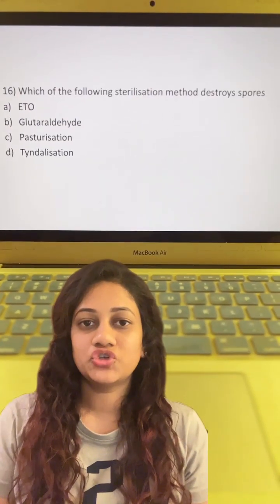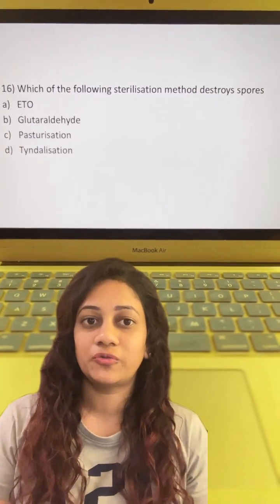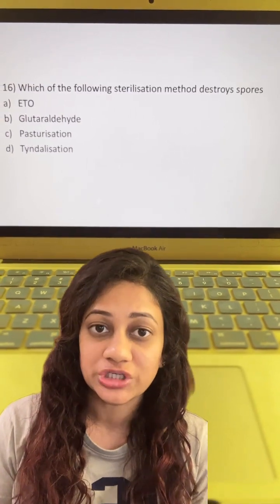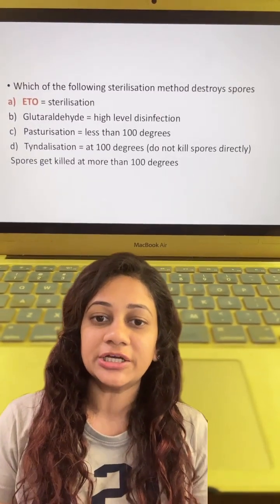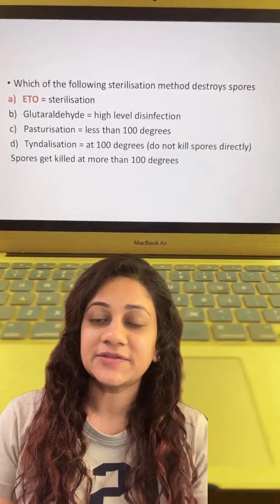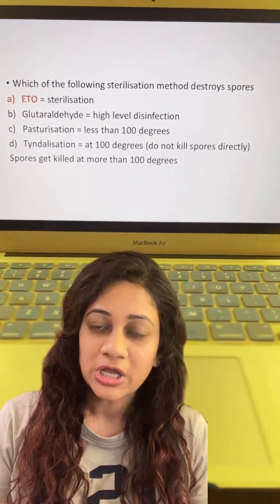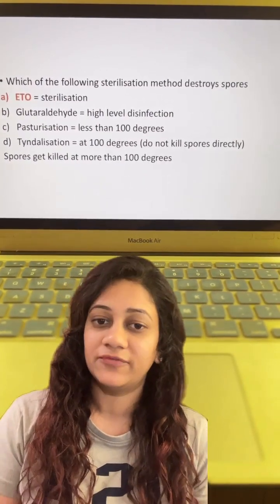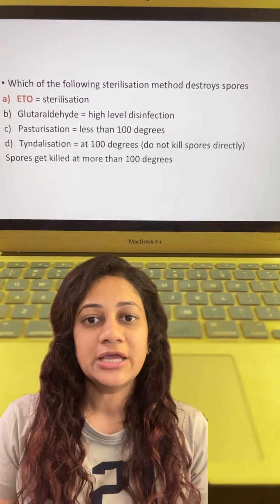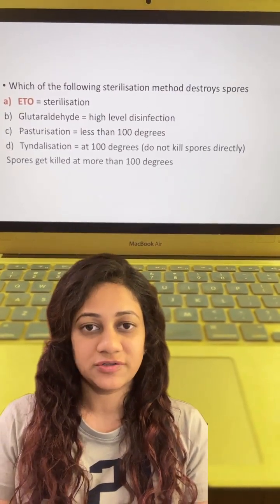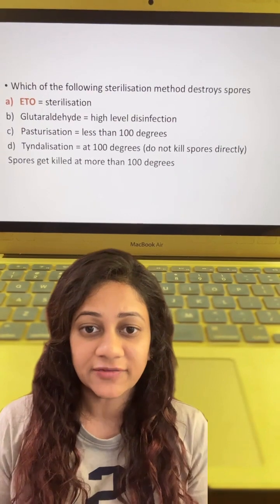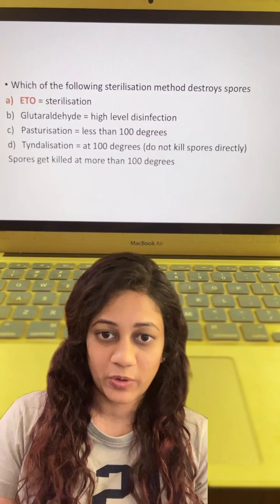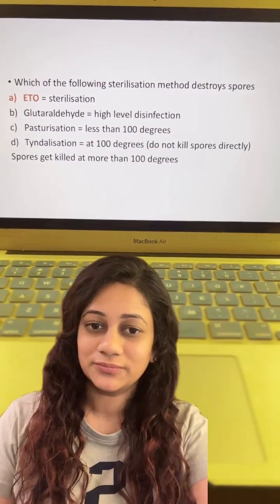The next question is, which of the following sterilization methods destroys spores? Options are ETO, glutaraldehyde, pasteurization and tyndallization. Now to kill spores, you need a temperature of more than 100. In this case, the correct answer is ETO. Glutaraldehyde is ruled out because it is a type of disinfection, high level disinfection. Pasteurization occurs at less than 100 degrees Celsius, and tyndallization occurs at 100 degrees Celsius, so it does not directly kill the spores as well. So the correct option is ETO.